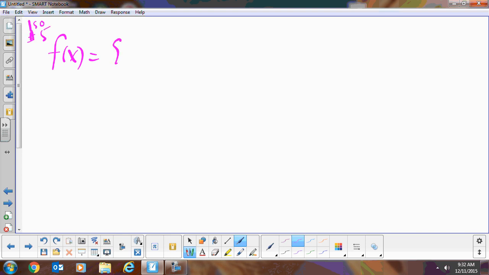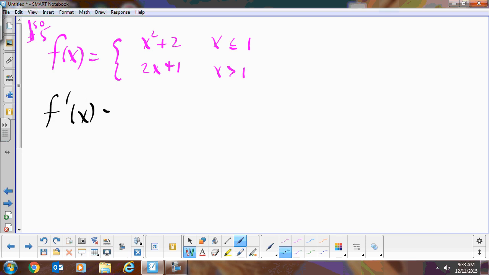All right, f of x is a piecewise function. It's x squared plus 2. It's 2x plus 1. This is for x is less than or equal to 1. This is for x is greater than 1. I need a derivative first. How do we do the derivative of a piecewise function? I don't want anybody to even question how to do this. What do we do?